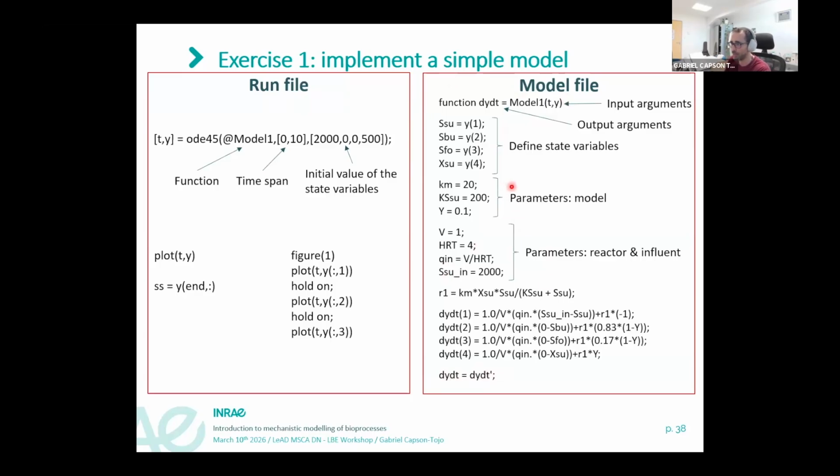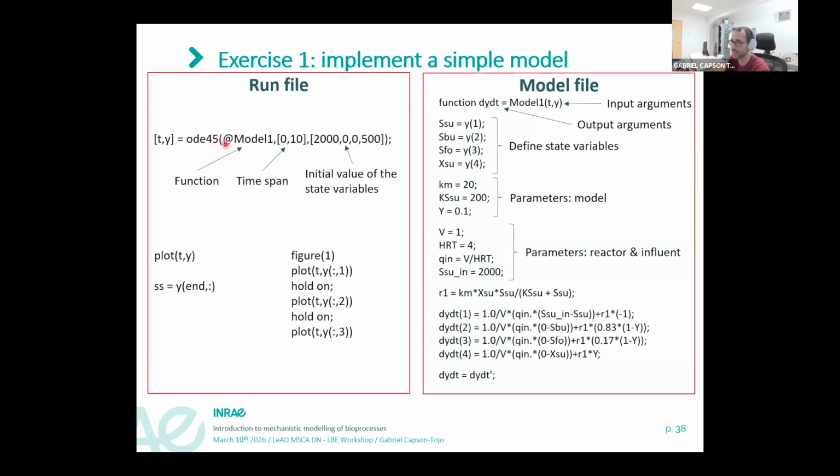Now that we have defined our model, we need to run it. And to run it, what we do is we create a file that is going to call this model. The run file has the following. So basically here, t and y is what we want to predict, so the values of the state variables with the time. And this is equal to a numerical solver, which is ode, ordinary differential equation, and in this case 45. There are many others, but this one works in our case.